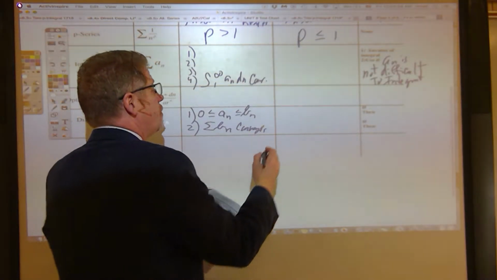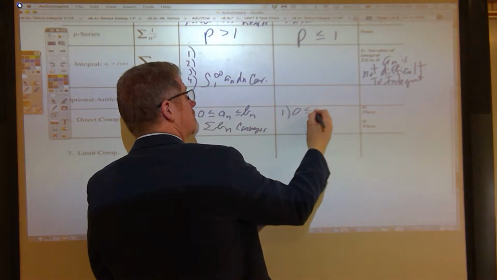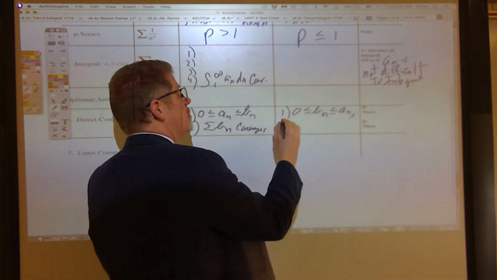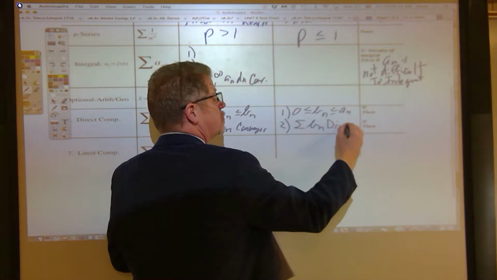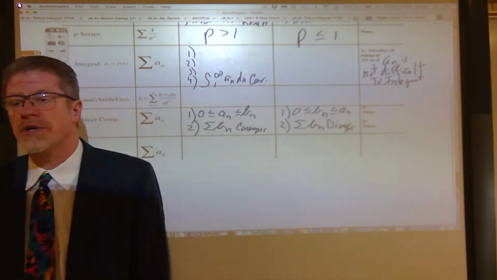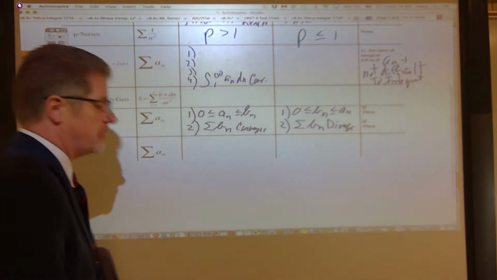However, if you can pick some function b sub n such that 0 is less than or equal to b sub n is less than or equal to a sub n, and you can argue that series b sub n diverges, then look, a sub n is bigger than a divergent series, so a sub n would have to, by direct comparison, diverge also.